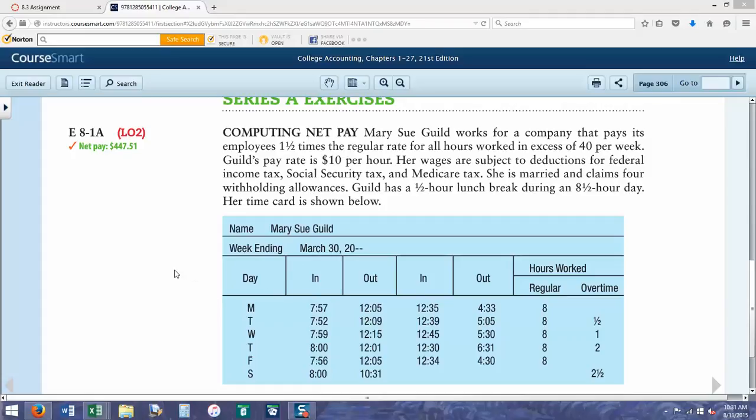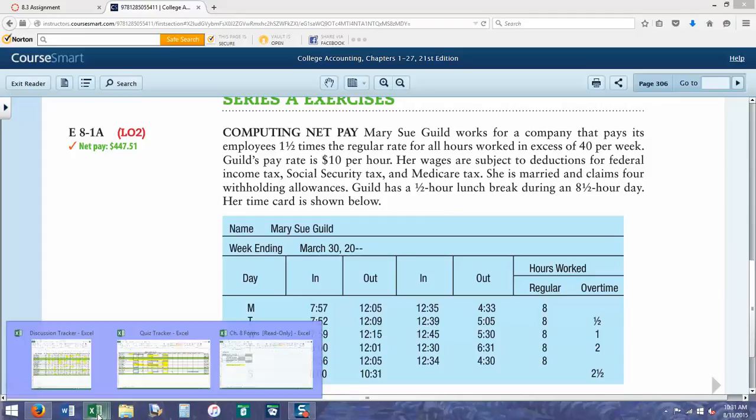So let's start with 8.1. We're told that Mary Sue Guild works for a company that pays its employees 1.5 times the regular rate for all hours worked over 40 hours a week. Her pay rate is $10 per hour. She's subject to the normal taxes. She's married and claims 4 withholding allowances. And she has a half-hour lunch break.